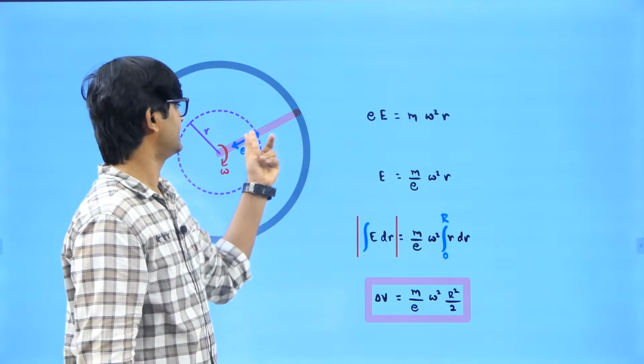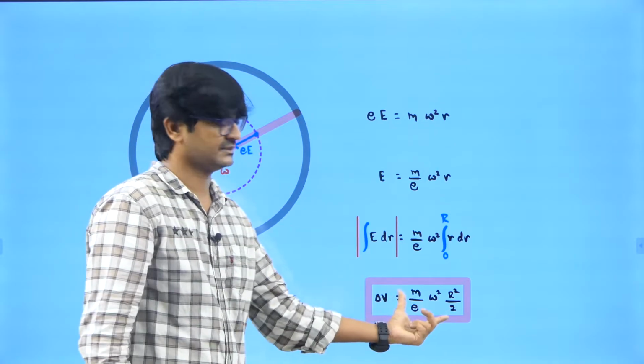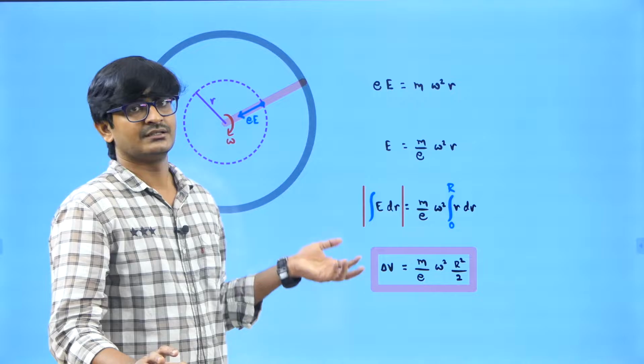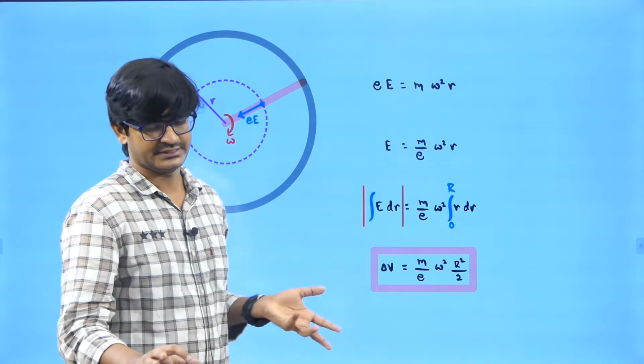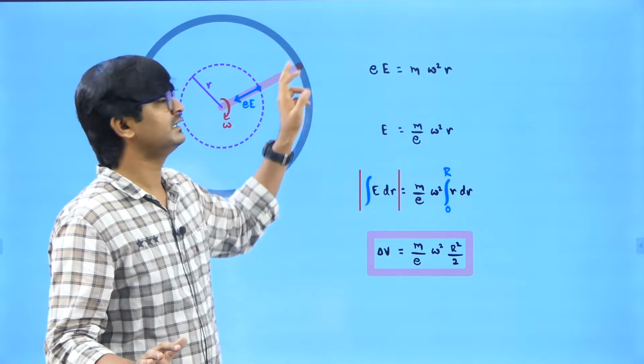If you know the electric field as a function of distance, then you can find the potential difference. That you can do, but we don't do it generally. We will see why we don't do it generally. When there is no magnetic field also, there will be induced EMF between the center and the end.